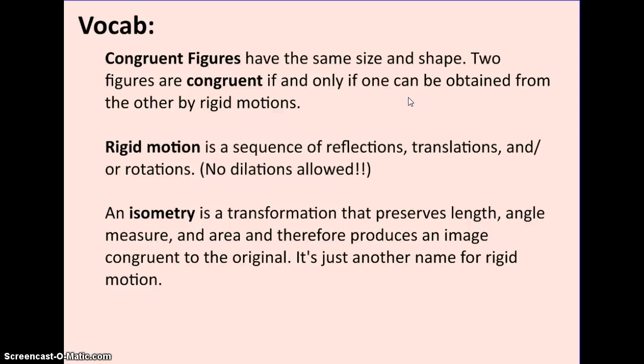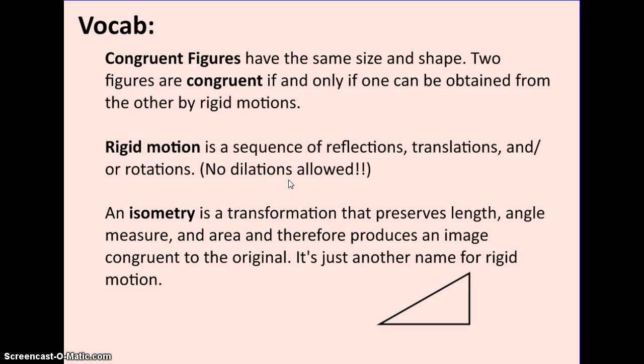Now, congruent figures can only happen if I have a rigid motion. So let's say that I have this triangle down here. Rigid motion includes reflections, translations, and rotations. So if I want to translate it, move it to the right, that is still the same shape. If I want to rotate it, it's still the same shape. If I want to reflect it, so let's say flip it left, right, that is still the same shape.